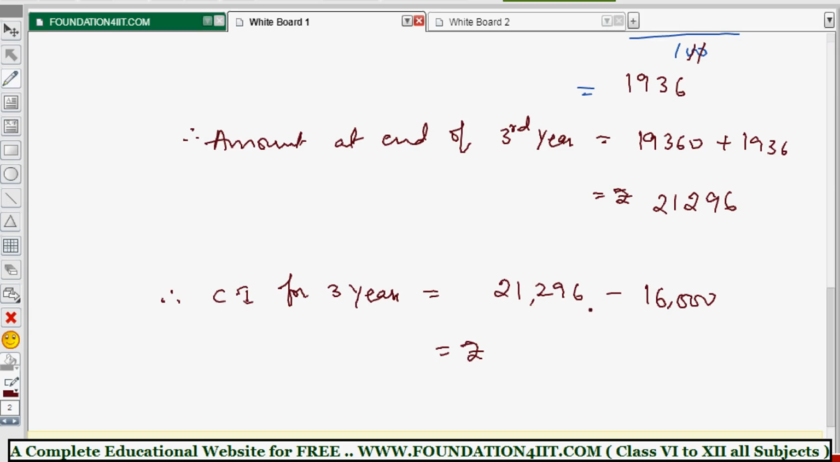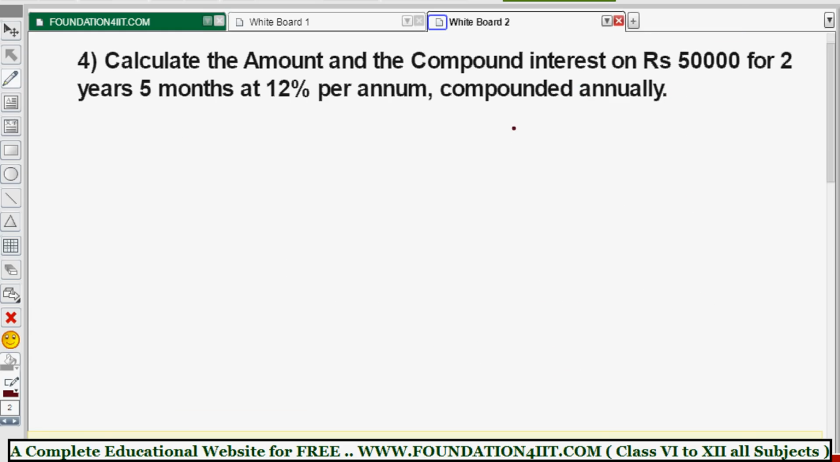21,296 minus 16,000, just subtract both, is 5,296. 5,296 is the compound interest for 3 years altogether. Now, the next problem is for 2 years 5 months, not exactly a whole number of years; months are also given. Now let us see how to find it out.